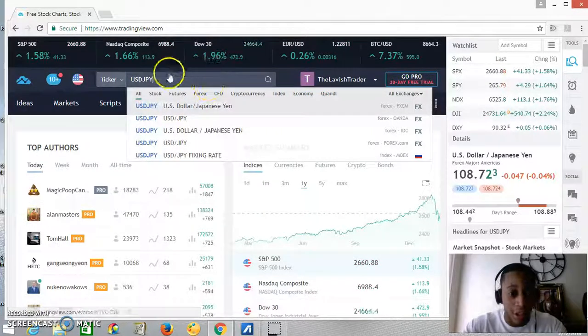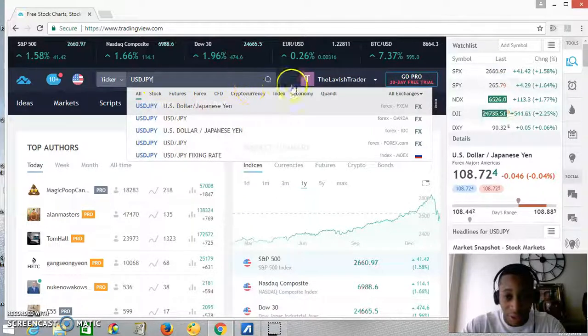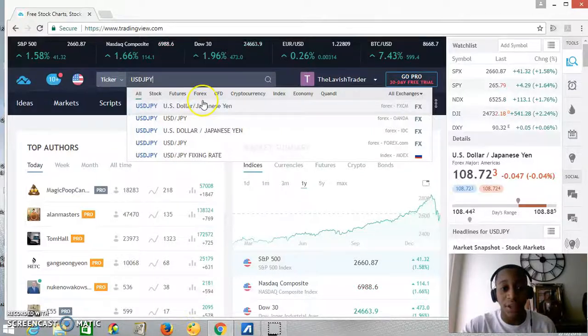Right here is where you enter the currency pair that you're going to study and chart. It's always good to master one currency pair. You know why? Because if you master one currency pair, then you can make money off that pair all the time, because you will really know how that pair moves. You study that pair so much that you already anticipate the moves that it's going to make.